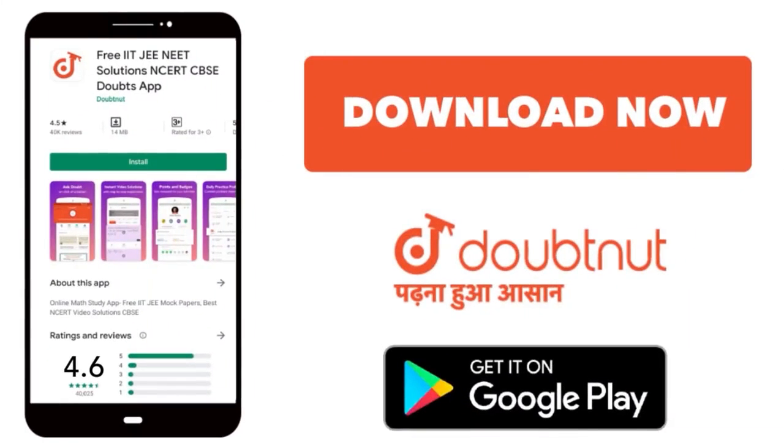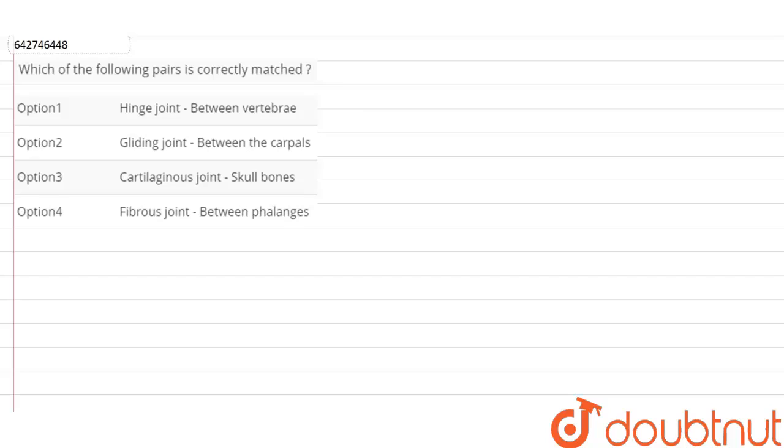Download Doubtnut app today. In this question, we have to select the pair which is correctly matched, and they are giving us the types of joints and their examples.